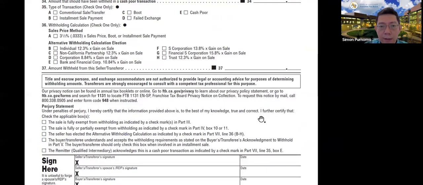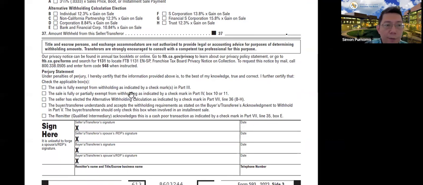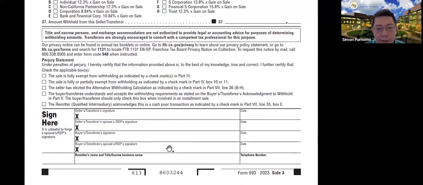And lastly, the perjury statement is not being completed and the form is not being signed. So regardless of whether the seller meets an exemption or partial exemption on Part 3 or Part 4 of the Form 593, seller signature is required and the perjury statement must be completed. And the buyer signature is only required for installment sale transactions. And lastly, the remitter contact info should be included in this last line of the form in case we need to contact you.